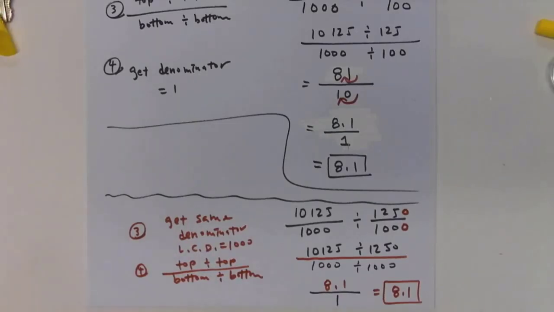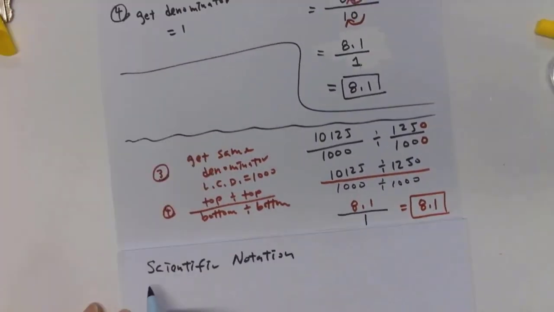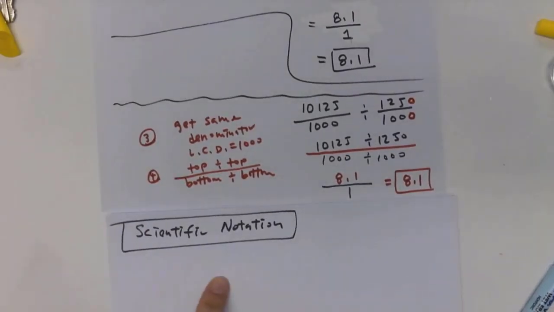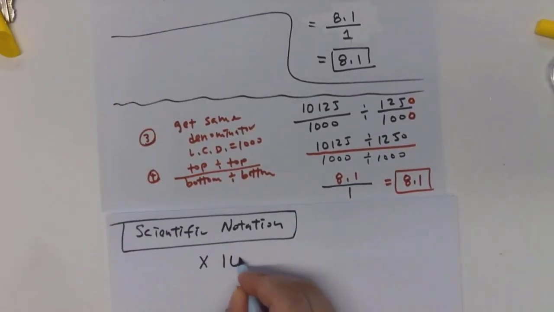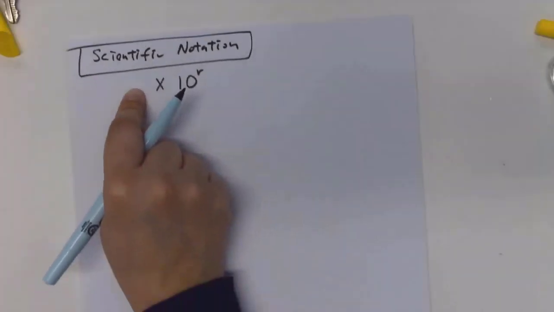Okay, the next one is scientific notation. How does scientific notation work? How does scientific notation look? It's something times 10 to some power. What do I put here? There's a restriction for this number. It has to be between what and what.